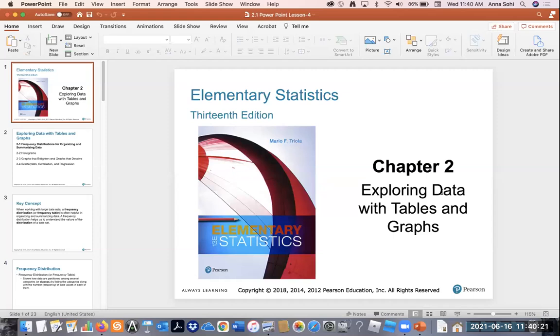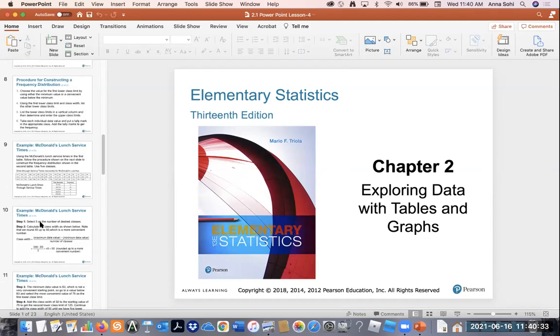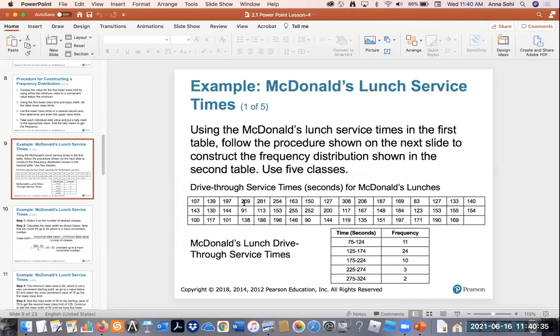Today's lesson is about exploring data with tables and graphs. You have a bunch of data, and you don't have any visual representation of that, just numbers. Putting it on a graph, putting it in a table. So if you have something like this, where the numbers are scattered everywhere, and then you want to put it into a table.